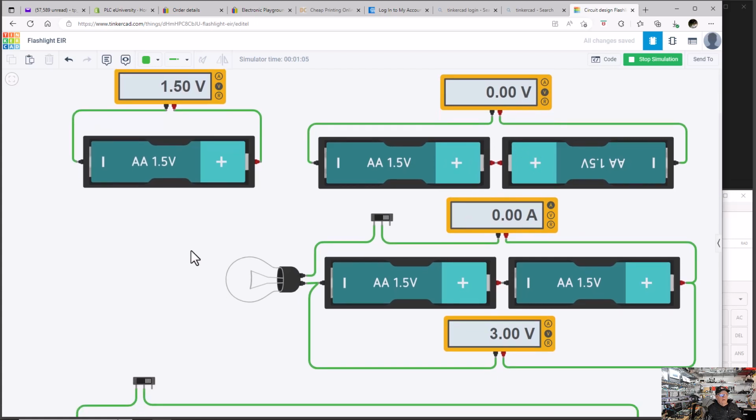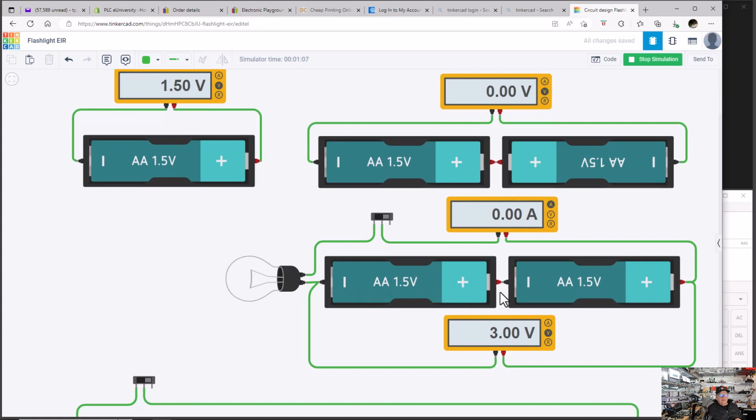Right below it, now we have two batteries that are not opposing. See, this one's minus plus and then plus minus. This one's minus plus minus plus. So you get 3 volts. Now another kind of meter is an amp meter that measures current.